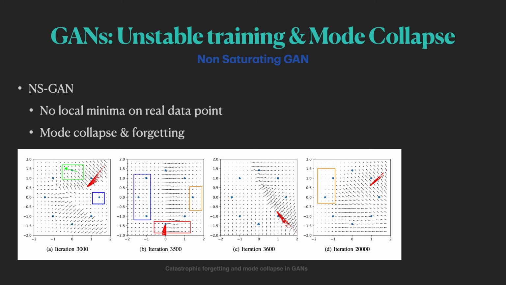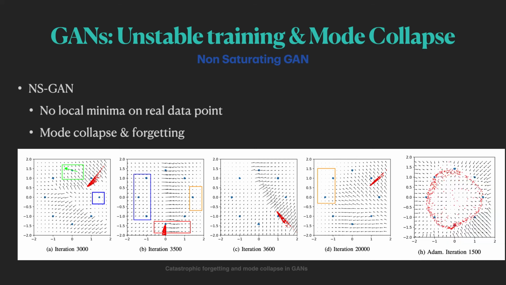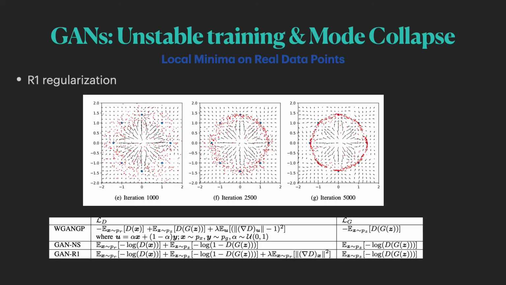But if we add some memory to what we solved in the previous iteration, like adding momentum to the optimization or using the Adam optimizer, we can avoid mode collapse. However, this is still not a stable solution because real data points are not local minima. On the other hand, in R1 regularization, we make real data points local minima by enforcing the gradients to be zero, and you can see how this converges nicely to a stable solution. This consistent regularization over time can be seen as adding memory.